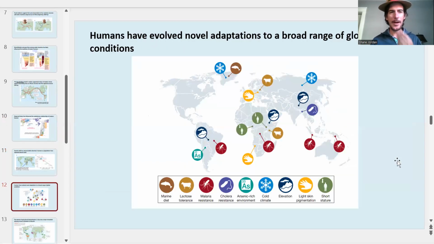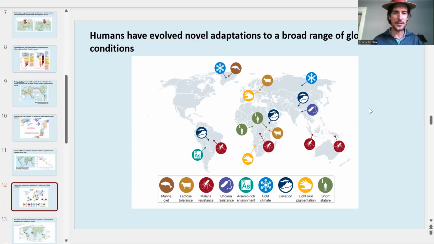Now we can start talking about a really interesting situation where all kinds of different novel adaptations have evolved in Homo sapiens in response to a whole broad range of global conditions. And this is sort of an artifact of Homo sapiens having colonized practically every single continent on the planet, which is really an amazing feat. And by virtue of having migrated into all kinds of different, very contrasting environments, all kinds of different, interesting adaptations have been selected for in humans. And so our species is by no means free of the forces of natural selection.